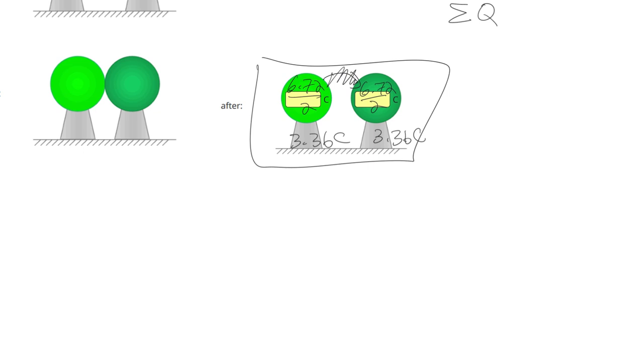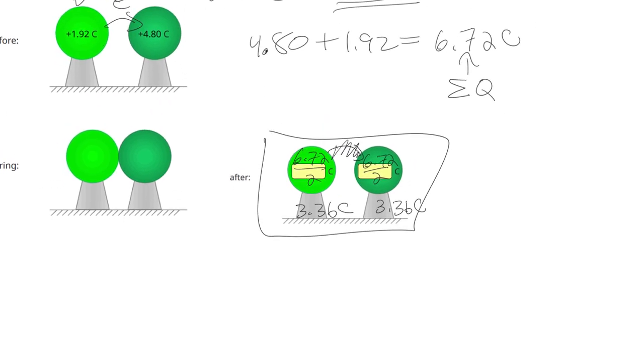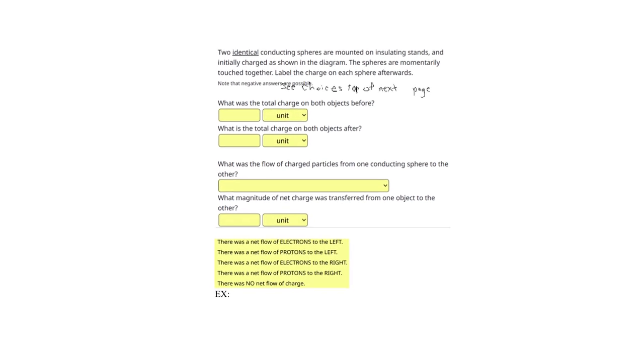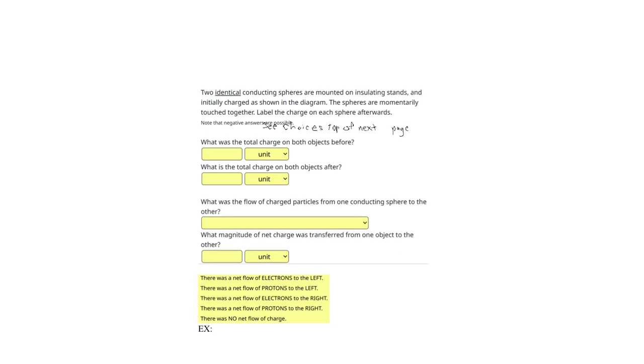Okay, so let me see this. 1.92, 4.8. Okay, so what's the total charge on both objects before? Well, we did that already. 6.72 coulombs. What's the charge after? It has to be the same.